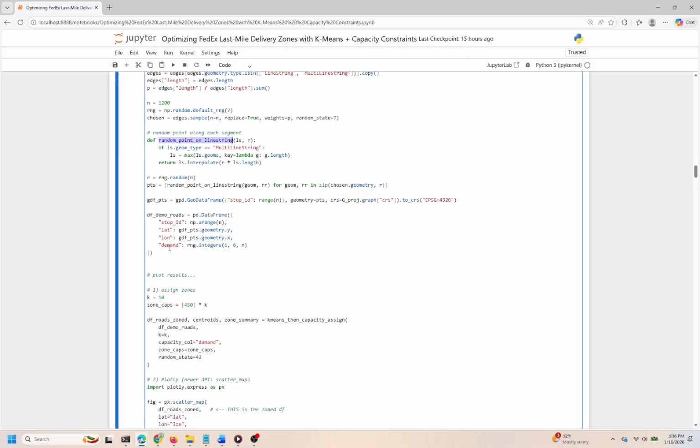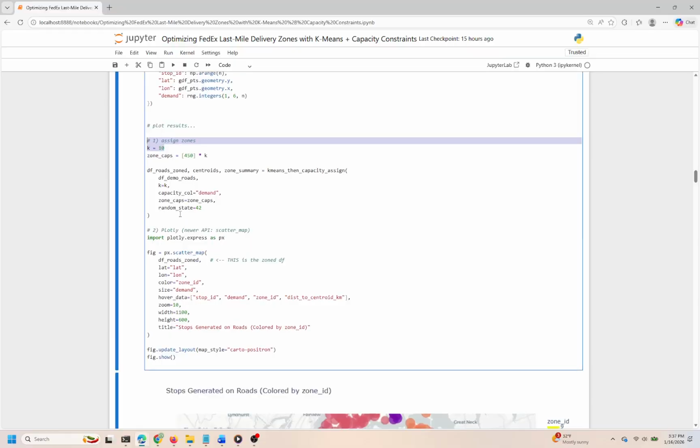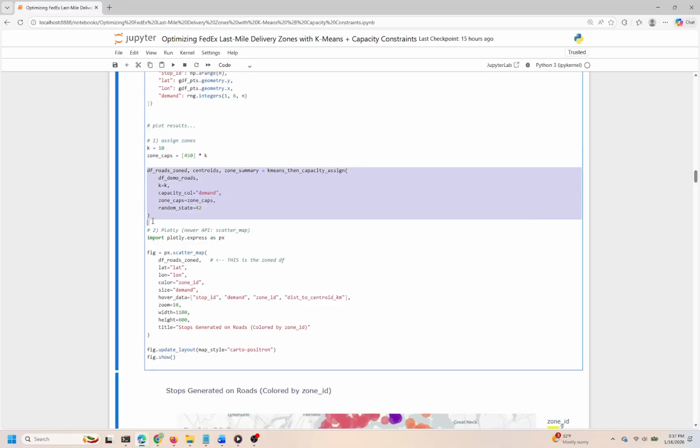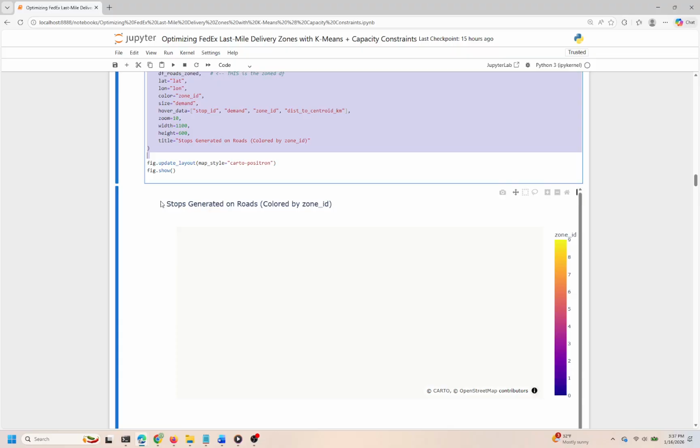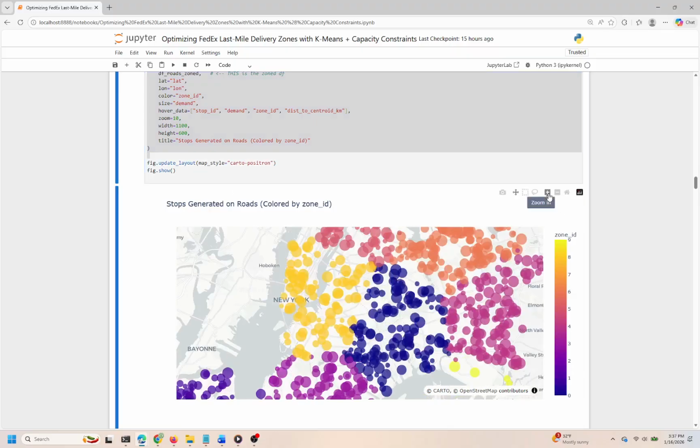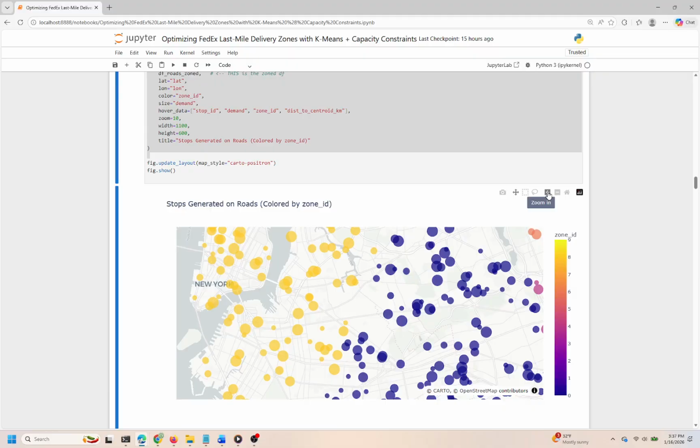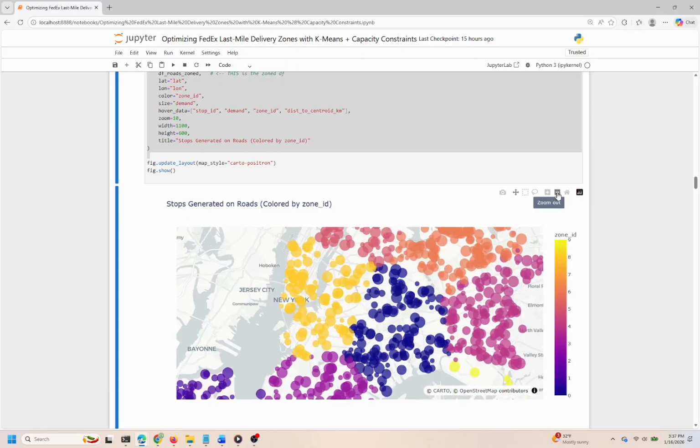As we prepare for the subsequent analytical phase, we implement a zoning strategy that organizes these stops into distinct zones, each with their capacity. Using k-means clustering methods, we aggregate the stops into 10 zones based on their demand characteristics. Finally, we visualize the results using the Plotly library, creating a scatterplot that illustrates the stops colored by their zone identification. This dynamic and interactive visualization allows us to see the geographic distribution of stops and their associated demand, laying the groundwork for deeper analysis and optimization in later cells.